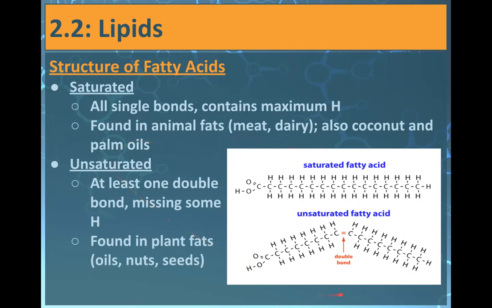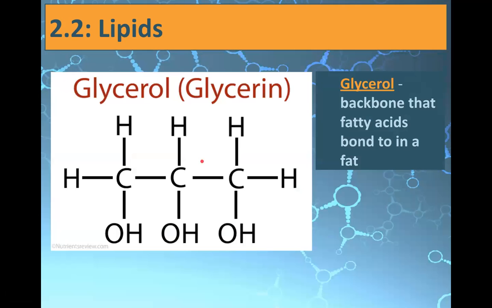And unsaturated fatty acids, these are generally considered to be the healthier ones, are going to be found in plant fats like oils and nuts. This is a diagram of the glycerol, so the glycerol backbone, and this is where the fatty acids will bond to.